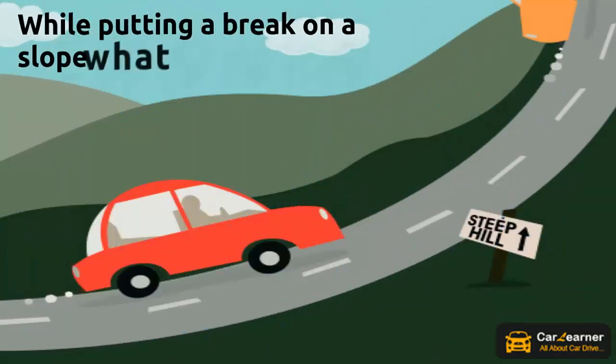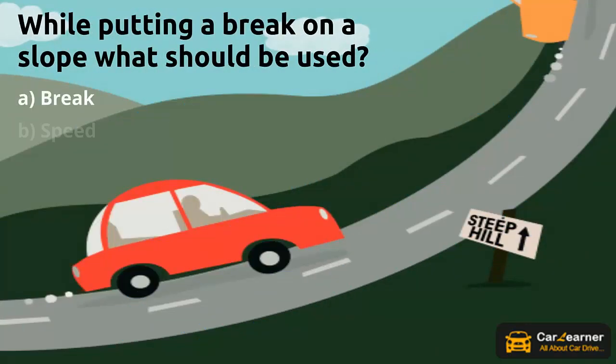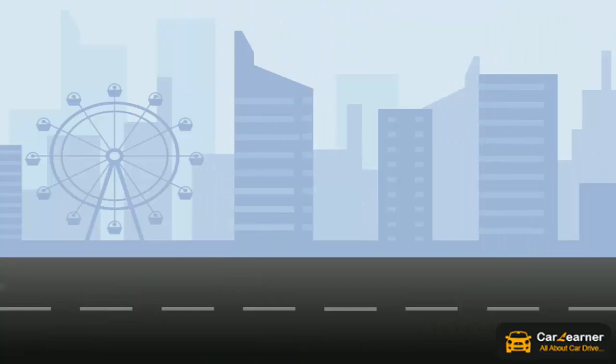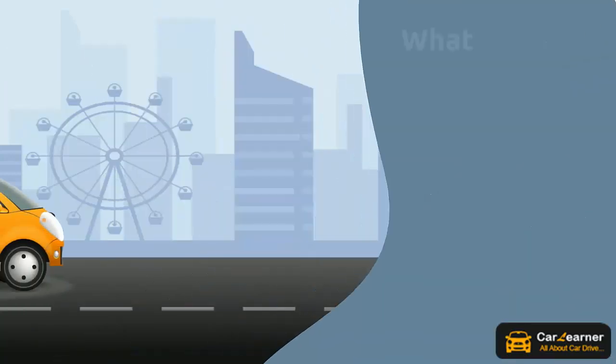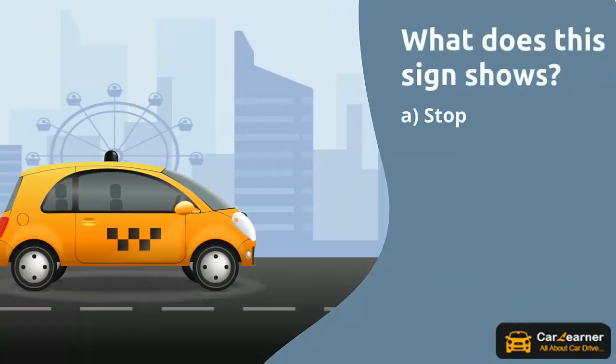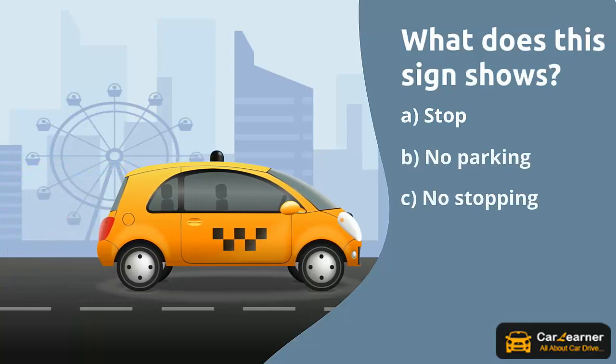While putting a brake on a slope, what should be used? Brake, speed, handbrake. What does this sign show? Stop, no parking, no stopping.